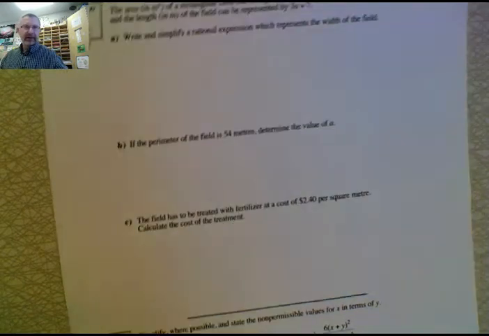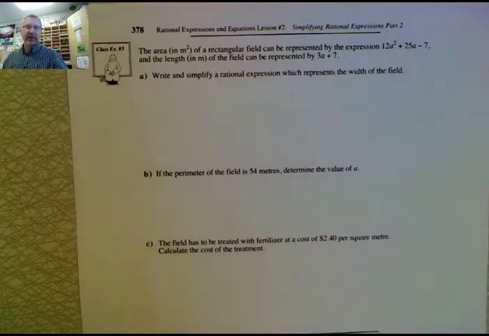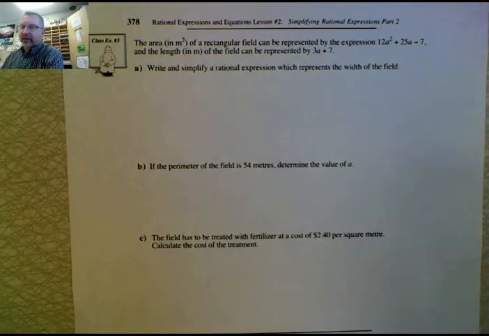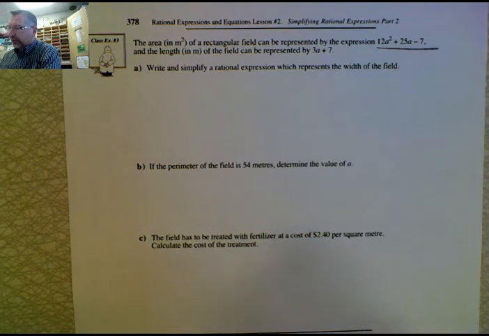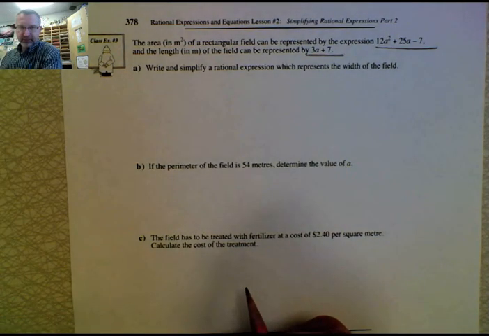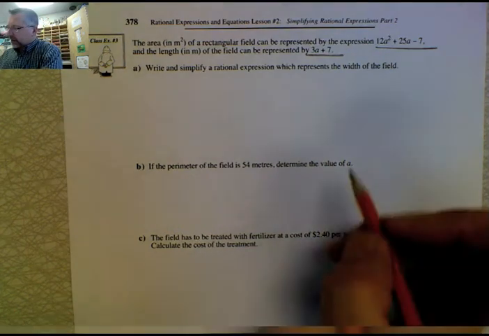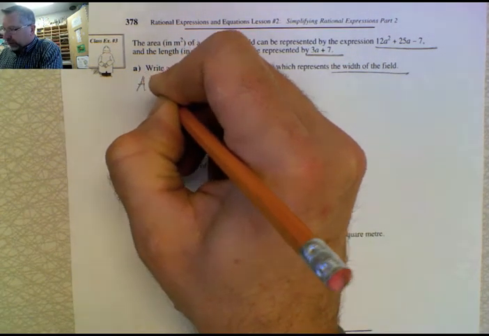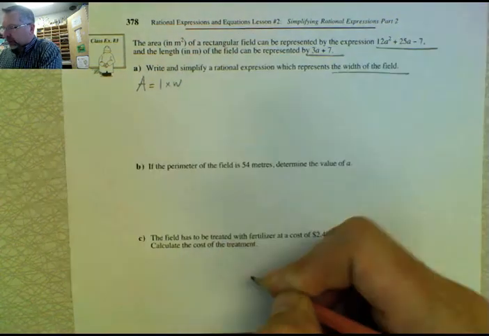All right. Sometimes they don't just give you a question, they actually ask you to read some things and simplify some things. So in this case, it says the area of a rectangle is given by this expression. The length is given by that expression. Now they want us to find the width of the field. Well, we know in a rectangle, area is length times width.